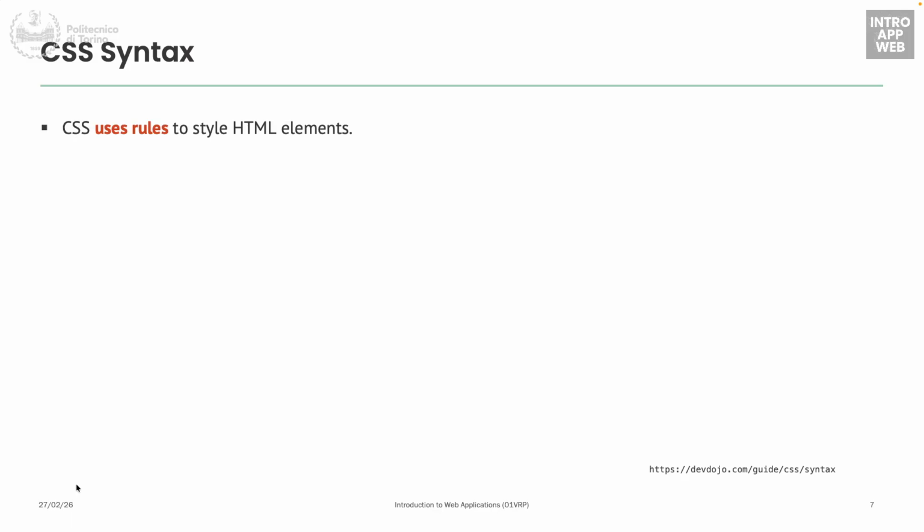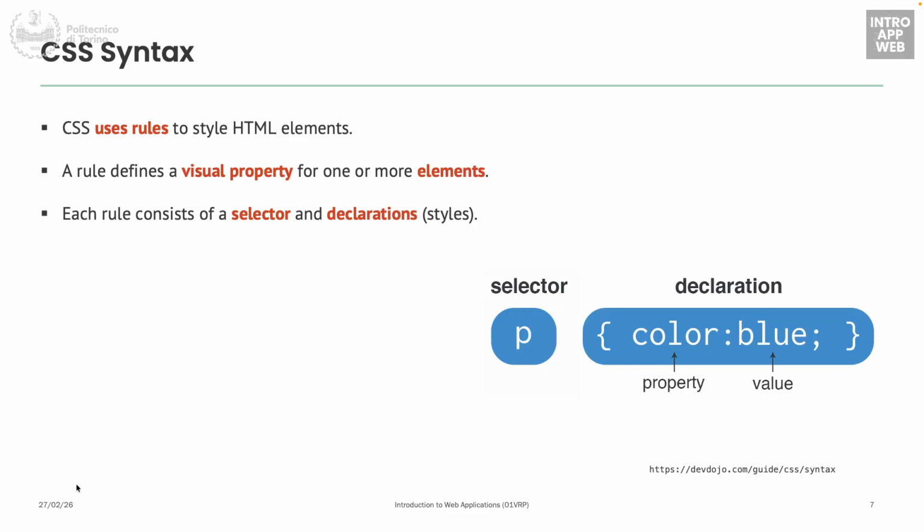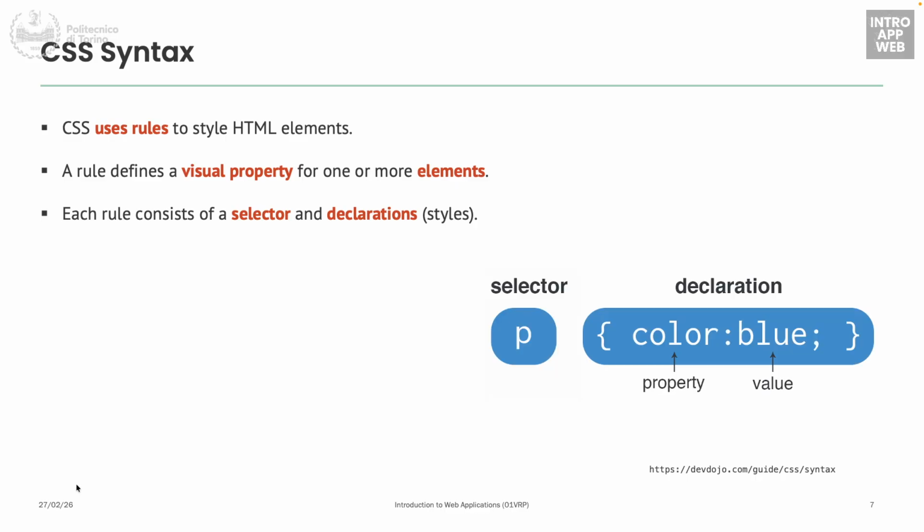So in the CSS syntax, it uses some rules to style the HTML elements. What is a rule? It is something that defines a specific visual property of the site for one or more elements. Each rule consists of a selector and some declarations. And I have to tell you that although this might seem difficult or complex, it's super easy. Okay, it's trivial because it's something like this. So this is the syntax of CSS.